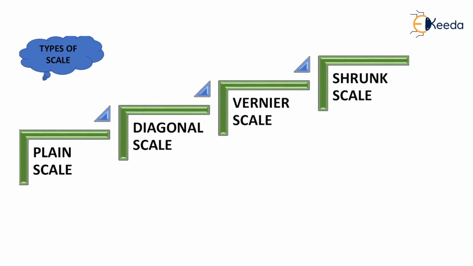Now we will move to the types of scales. Now we have generally 4 types of scale. First one is plane scale, next one is diagonal scale, third one is vernier scale, and the last one is shrunk scale, which is one of the most important scales from the GATE examination point of view.